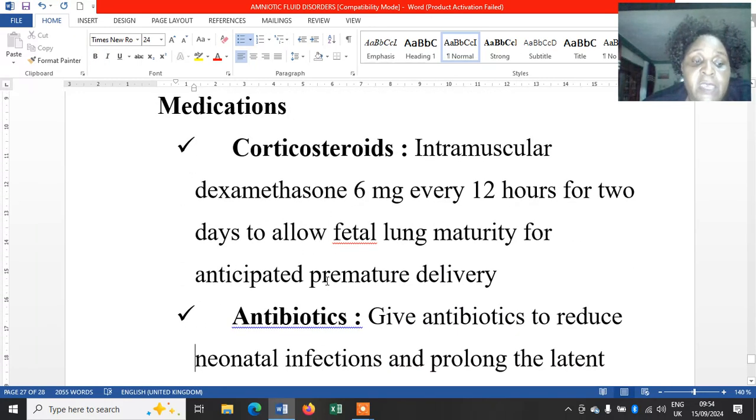So instantly we give medications like corticosteroids intramuscular, 6 milligrams every 6 hours for at least 2 days to allow fetal lung maturity if there is anticipated premature delivery. Here, if we think that the mother is going into labor and the fetus is still below 37 weeks, we think that the lungs are not yet mature. So we give dexamethasone, which may aid the growth of the surfactant in order to aid this baby live extrauterine.